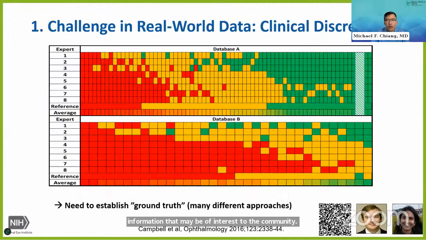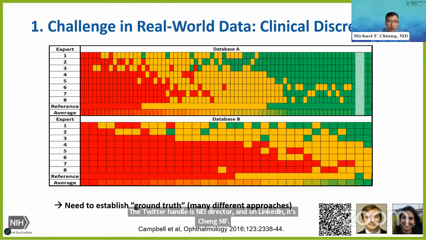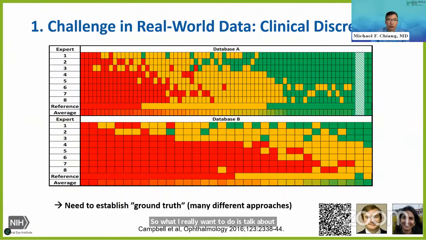So what I really want to do is talk about 3 things that I think are going to be relevant to real-world data as I see it. And number 1 is that clinical discrepancy.